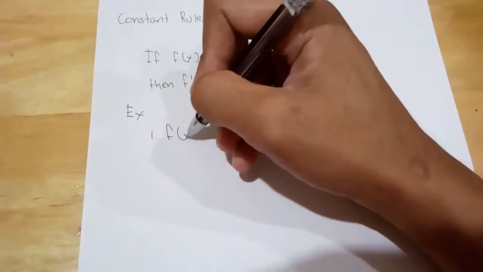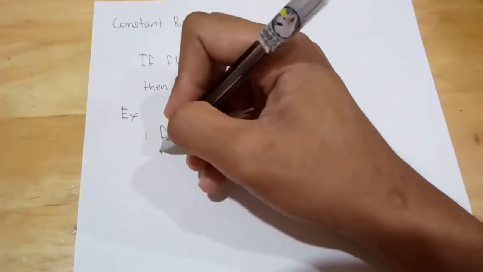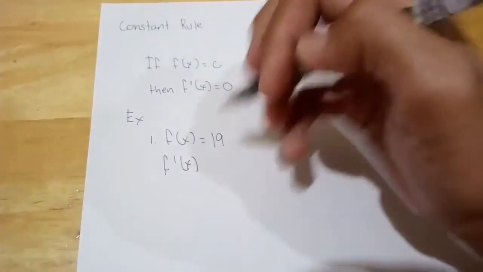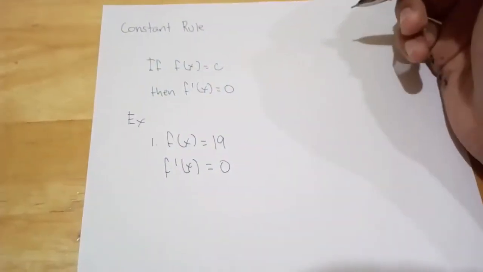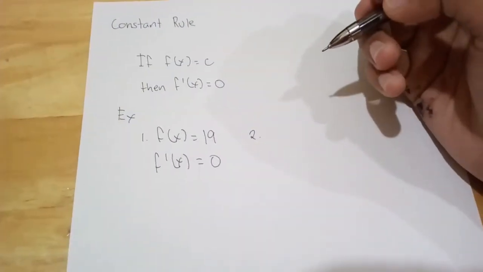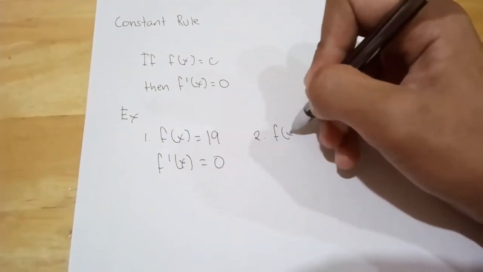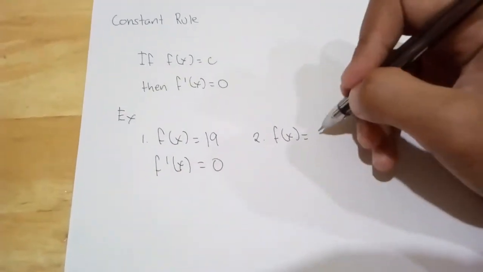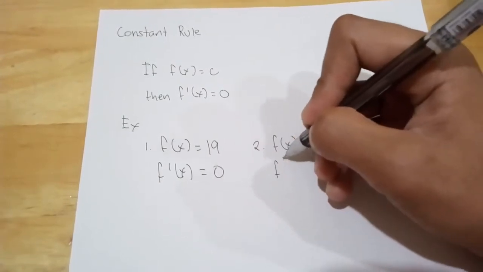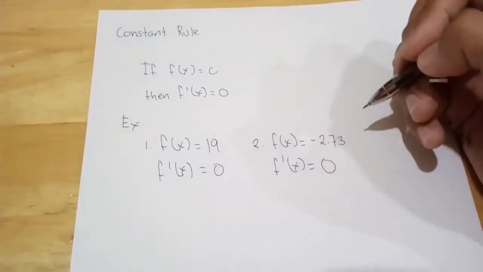f of x is equal to 19. Then the derivative of that f according to this rule is 0. Okay? It doesn't matter if you have a positive or negative number. Let me say negative 2.73. The derivative of that f is 0.